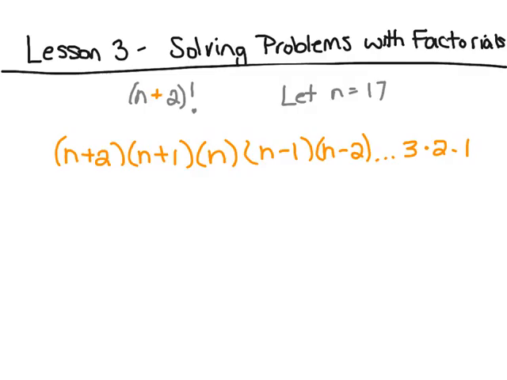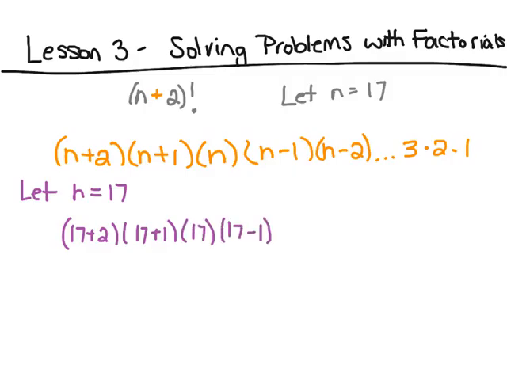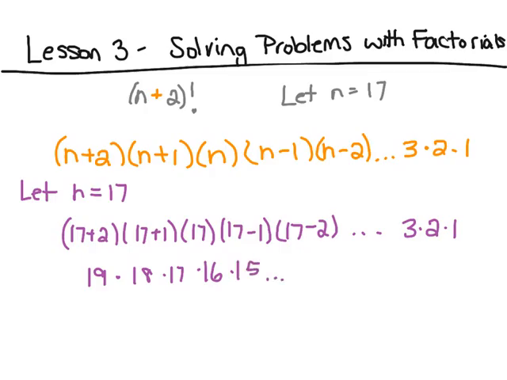So if we were to imagine, let's let n equal 17. The first one would be 17 plus 2. We'd have 17 plus 1, 17, 17 minus 1, 17 minus 2, dot dot dot, all the way to 3 times 2 times 1. So 17 plus 2 is 19, so this is the same as 19 times 18 times 17 times 16 times 15, dot dot dot, all the way to 3 times 2 times 1. So that's why we can rewrite n's like this, because n can be any number. At some point, it has to get to the end at 3 times 2 times 1.